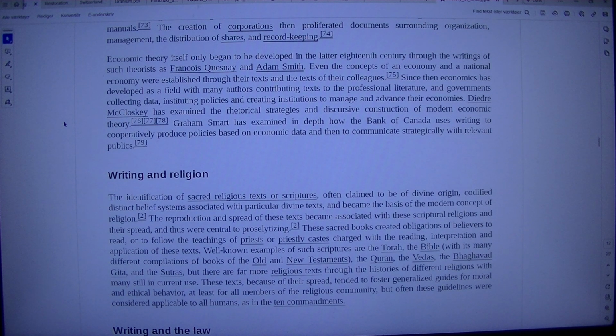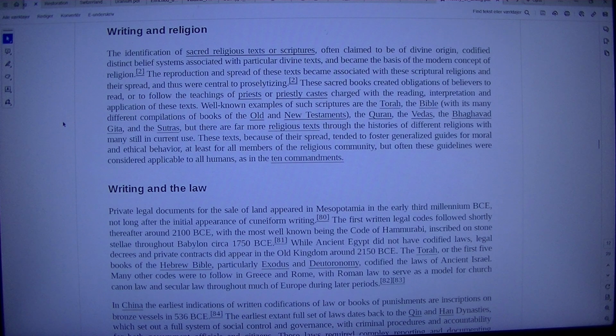Writing and religion. The identification of sacred religious texts or scriptures, often claimed to be of divine origin, codified distinct belief systems associated with particular divine texts, and became the basis of the modern concept of religion. The reproduction and spread of these texts became associated with these scriptural religions, and thus were central to proselytizing. These sacred books created obligations of believers to read, or to follow the teachings of priests or priestly castes, charged with the reading, interpretation and application of these texts.